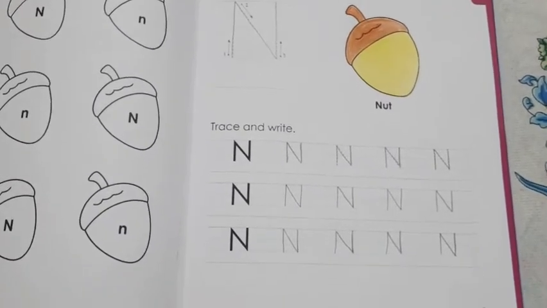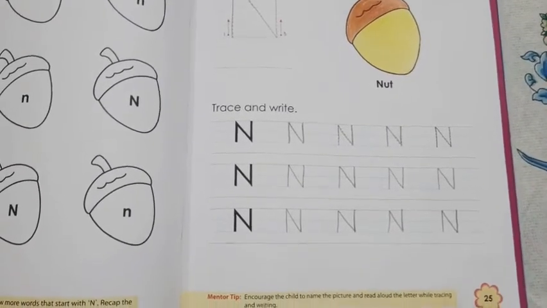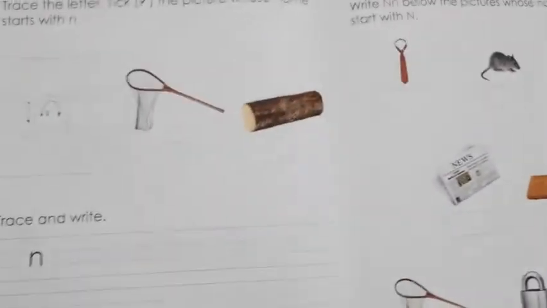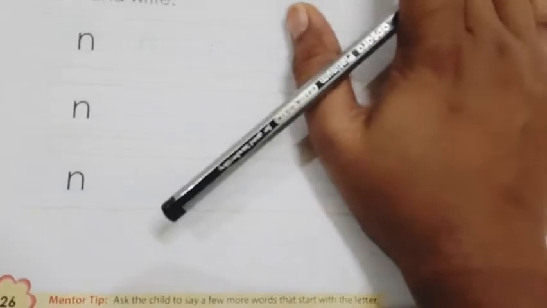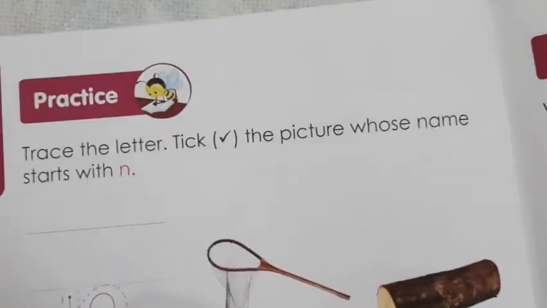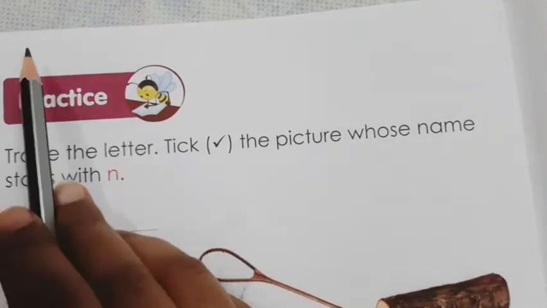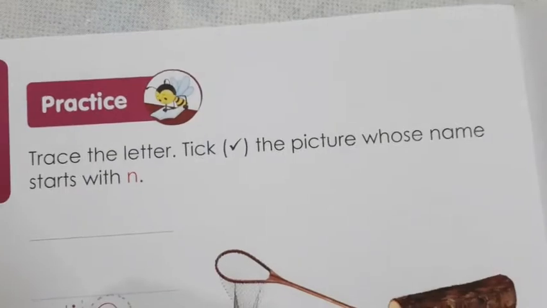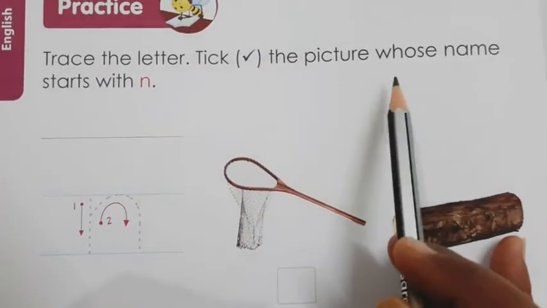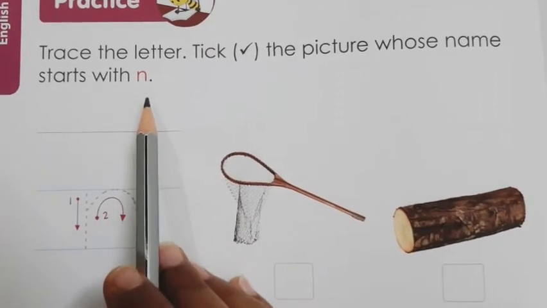Okay. Now after completing the page number 25, you have to turn your page and come to the page number 26. Okay. Now here also you have to mention today's date and classwork. So students, here also you have to trace this letter, then tick the picture whose name starts with N.